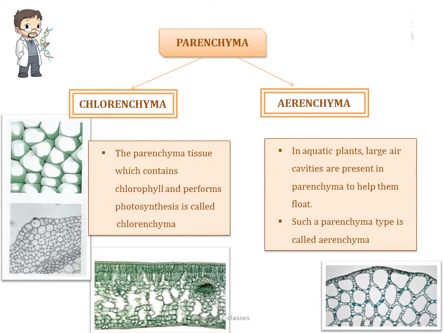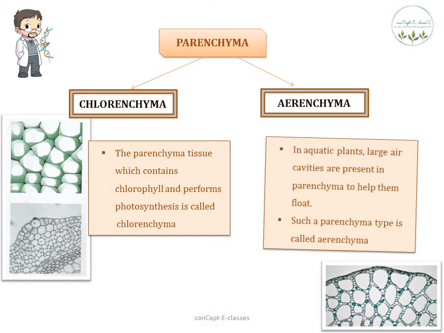So parenchyma again can be subdivided into chlorenchyma and aerenchyma. First, let's see about chlorenchyma. The parenchyma tissue which contains chlorophyll and performs photosynthesis is called chlorenchyma. Typical parenchyma tissue doesn't contain chlorophyll, but in some situations it contains chlorophyll and performs photosynthesis, and then it is called chlorenchyma.